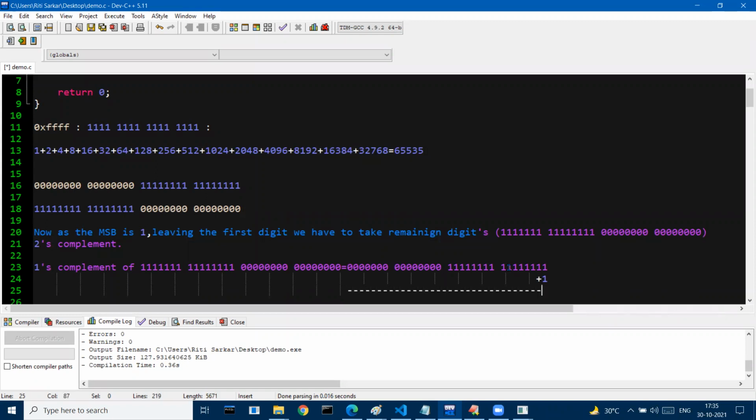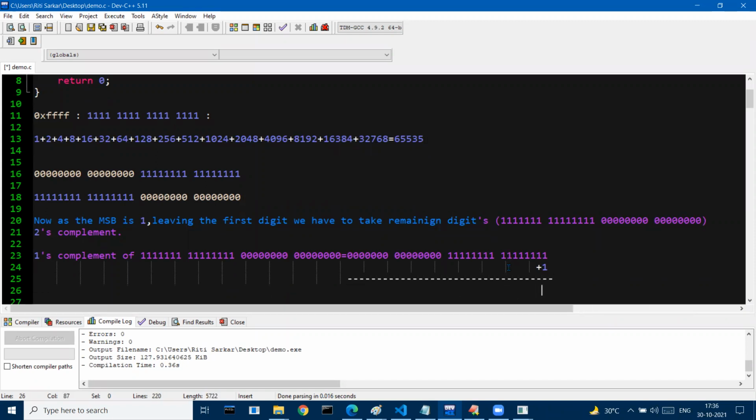From here, what is the result for that? 110 with a carry 1. Again, 110 with a carry 1. Carry 1, carry 1, carry 1. Now the carry is here. Remaining up to this, all will be 0.